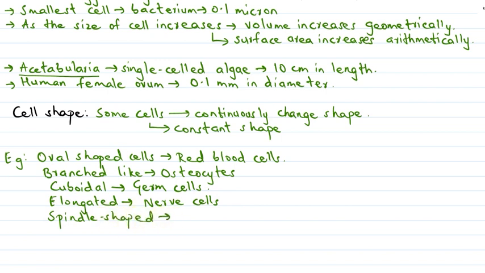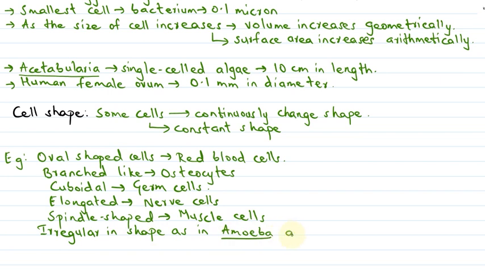For example, muscle cells. Muscle cells are spindle-shaped cells. Some cells may even be irregular in shape, as in amoeba. Also, the leukocytes are irregular shaped cells.